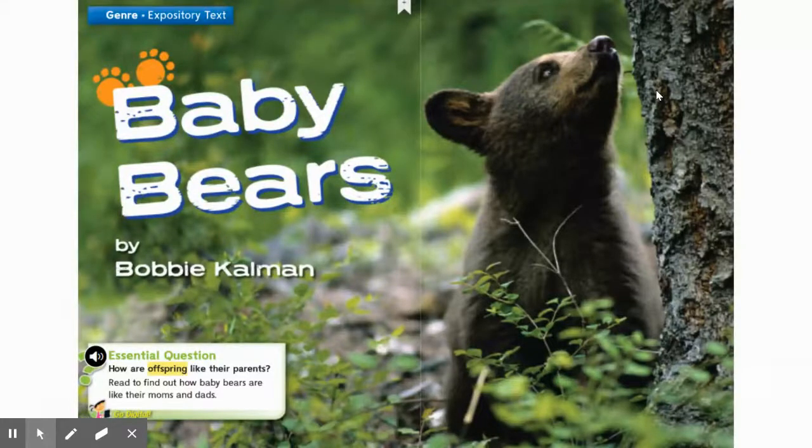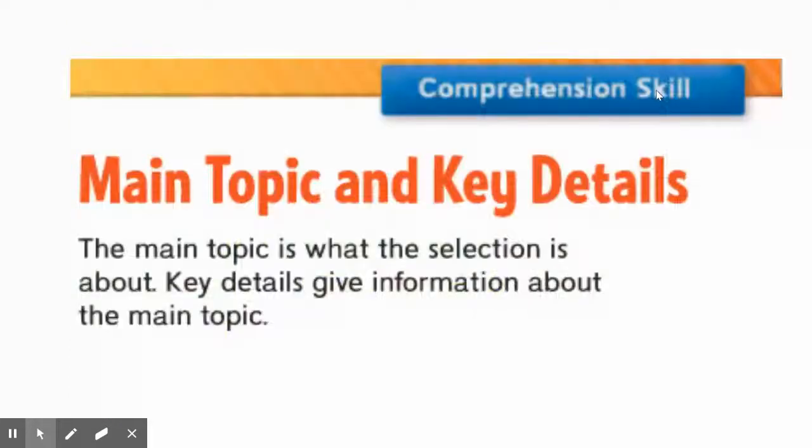We listened to this story yesterday. This is an expository text, which means it gives facts and information about a topic and has text features. Our essential question is how do offspring look like their parents. So, in this book, hopefully, you learned a little bit about how offspring, or cubs, are like their parents, the adult bears. Today, we are going to be focusing on main topic and key details as our comprehension skill of the week.